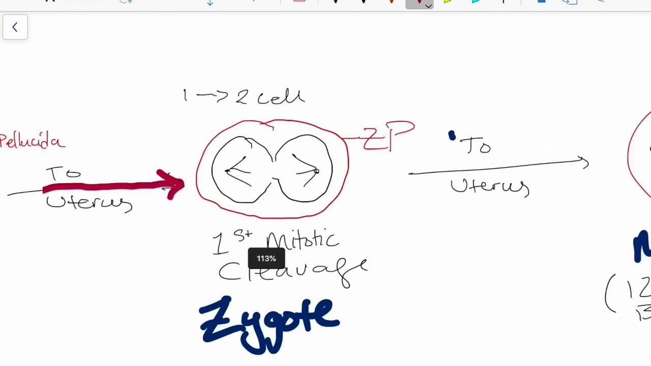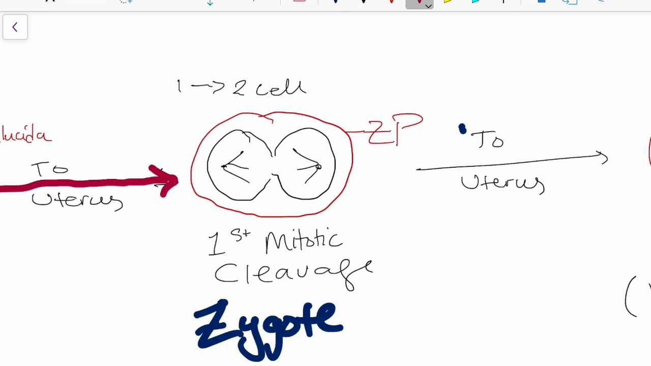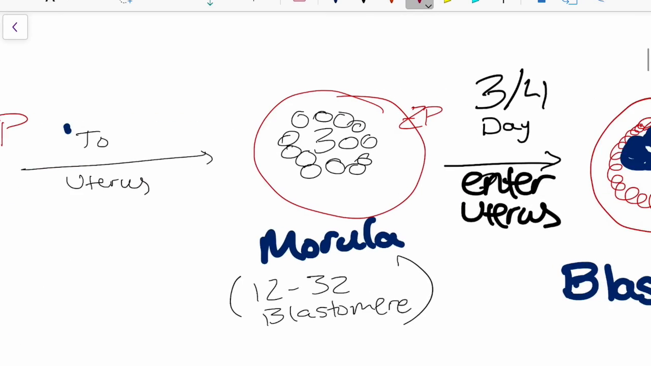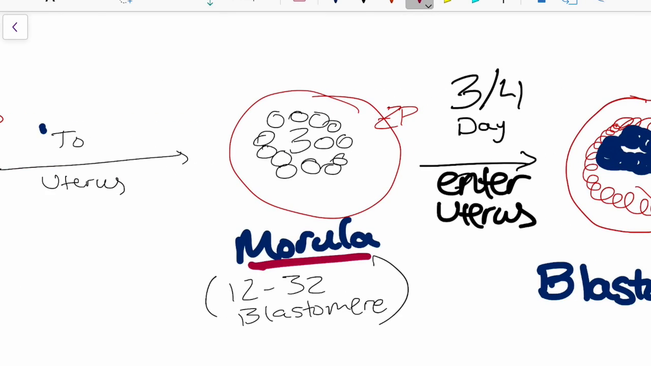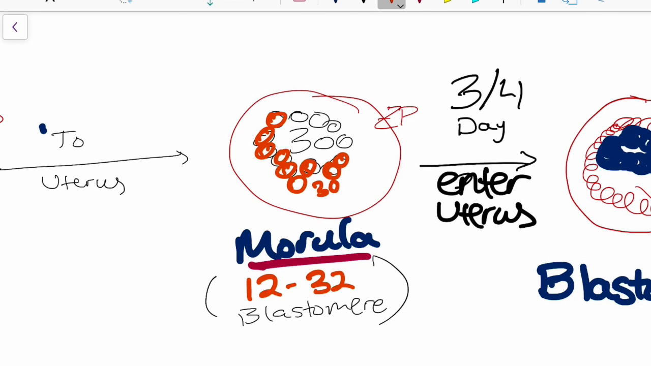Then we have the first mitotic cleavage, one cell becomes 2, DNA duplicates, then we move more to the uterus, and in this stage we have something called a morula. A morula is when you have 12 to 32 blastomeres, which are the individual cells. So if we have 30 of these, then we have a morula. We still have the zona pellucida outside protecting.